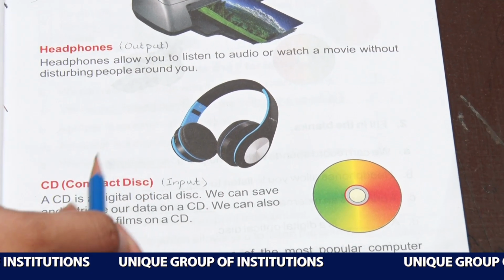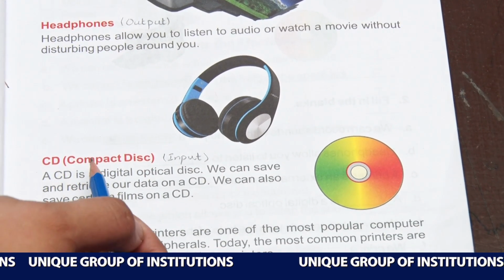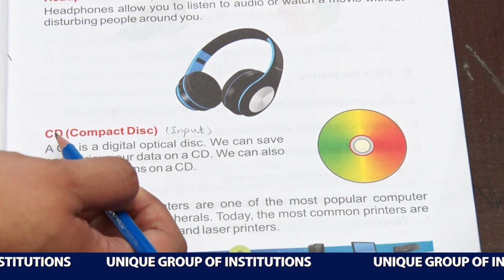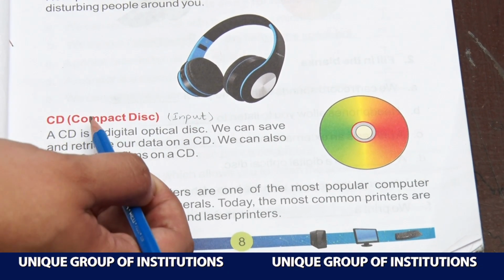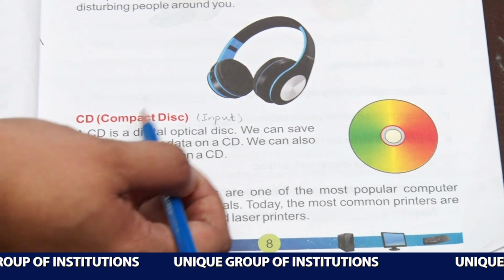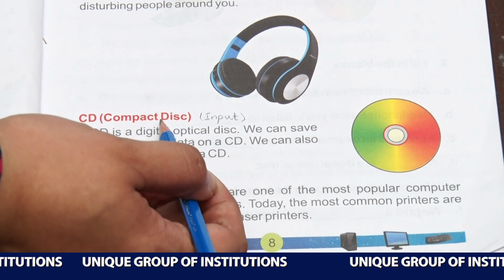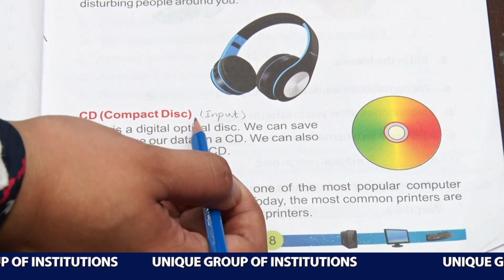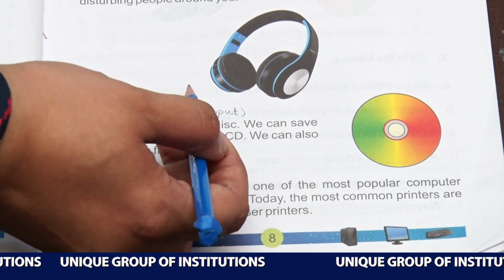Okay. Now move on to the next device, which is CD, compact disc. Compact disc is the full form of CD. So if anyone asks you what is a CD and what is the full form of the CD, you will answer it is compact disc, which is an input device. Why? Because we store information in a CD.